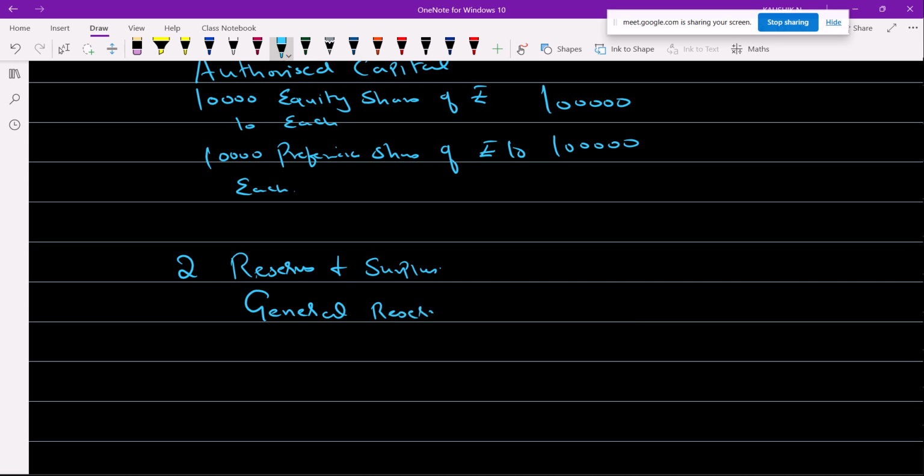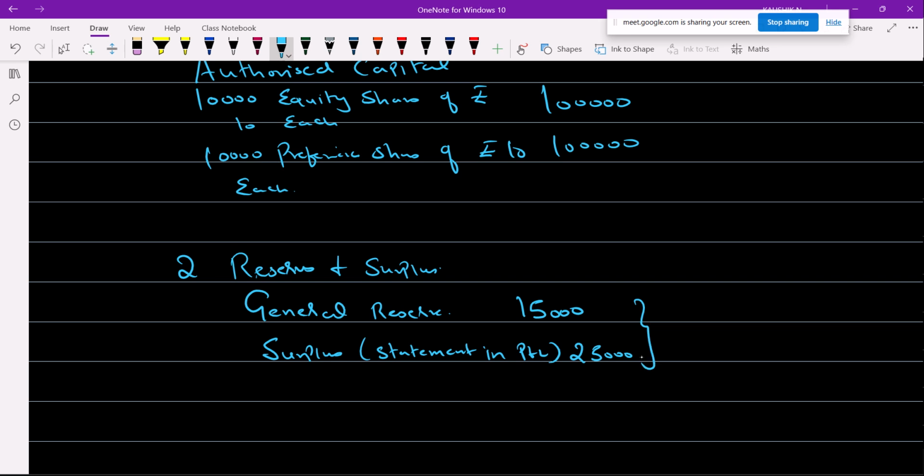The value for general reserve, I'm going to make it up as 15,000. And followed by that, I'm going to give you the information on surplus. Within the bracket, I mention: statement of profit and loss. Now, the surplus value, I'm going to mark it here as 25,000.